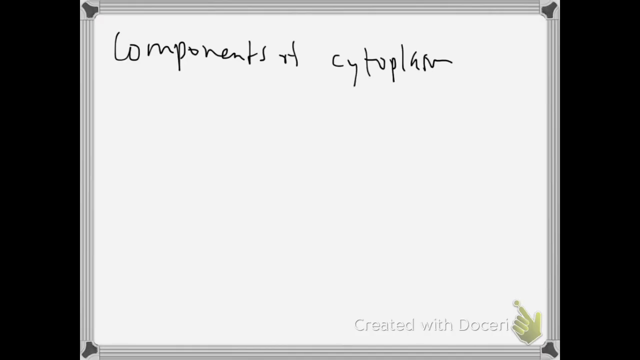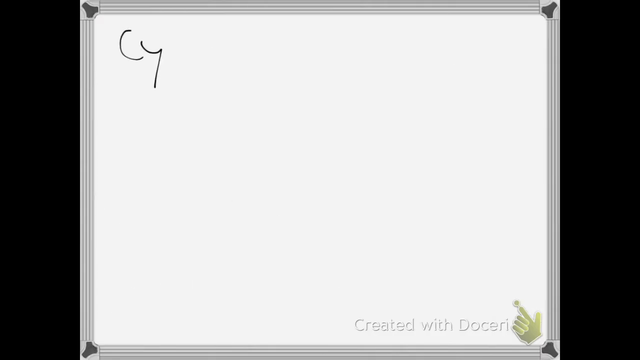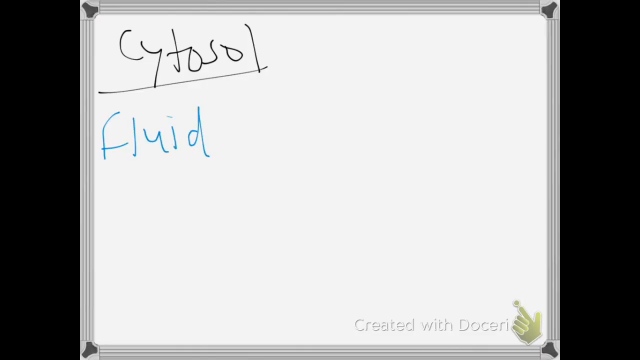I'm going to write them up and we'll go through each one individually. All right, here they are. So cytosol, that's the first thing we'll talk about. What is the cytosol? It's that fluid part. So we say cytoplasm is this gel-like fluid, so the cytosol is the fluid itself.